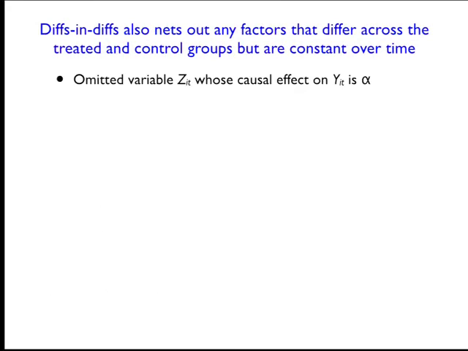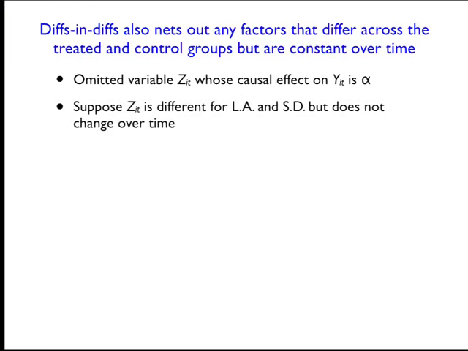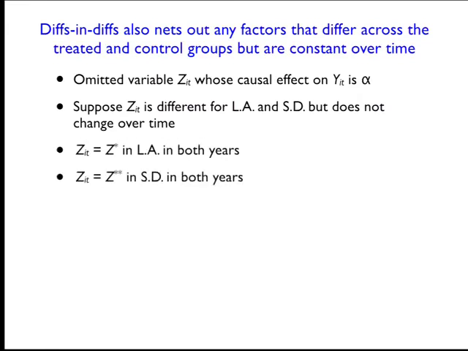So let's suppose that again there's some omitted variable whose causal effect on Y_it is alpha, and let's suppose that Z is different in Los Angeles than it is in San Diego, so it's a different level of this variable in Los Angeles than in San Diego, but that variable doesn't change over time. So it's going to be equal to, let's say, Z star in Los Angeles in both years, and Z star star in San Diego in both years. So Z star and Z star star are not equal to each other. You might think, oh, well, we were talking about changes in Z being equal in both of these counties, and now we're talking about a level being different, and so maybe Z is going to introduce some sort of bias. But it still will not introduce bias here, because of the fact that it's constant over time.